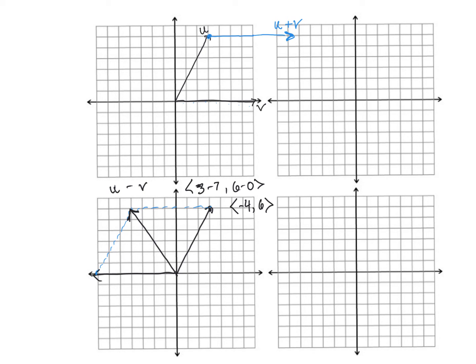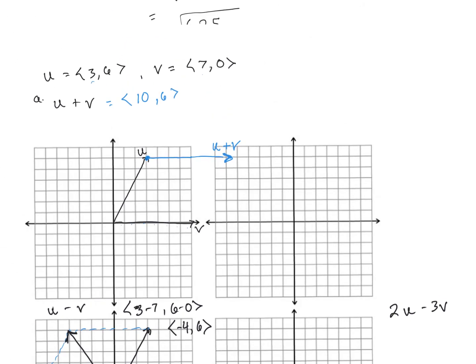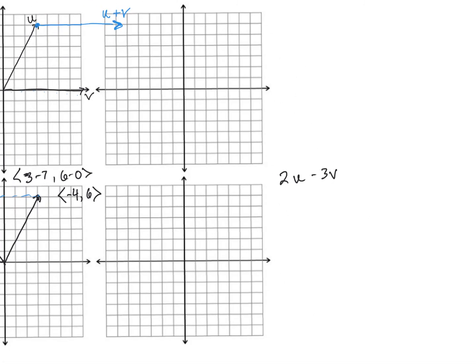Lastly, what if we had something really different? What if we had over here 2u minus 3v. So u is twice the force that it was, and v is 3 times the force that it was. So let's first look at the components of u. U is 3, 6. Once again, 3, 6. And v is 7, 0. Well, 2u is everything twice that. So then it is 6, 12. And 3v, well, isn't that just 21, 0?